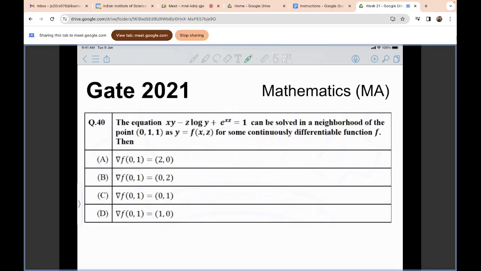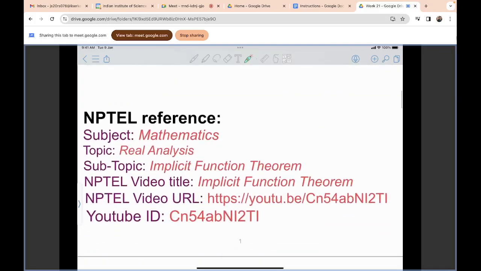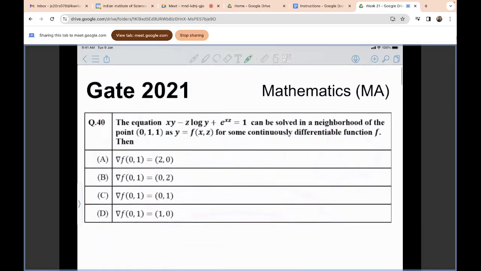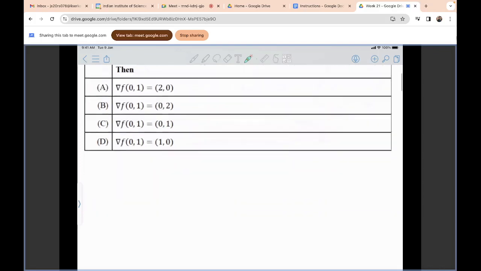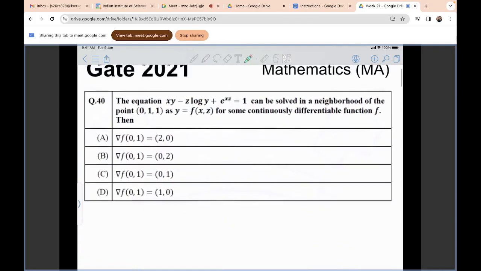So this is the NPTEL reference, which you can also check. Let's try to solve. This implicit equation says that it can be solved in a neighborhood of this point, with y as a function of x and z. So the implicit function theorem gives us when you can solve for one variable in terms of the other variables. Let me first recall what the implicit function theorem is.